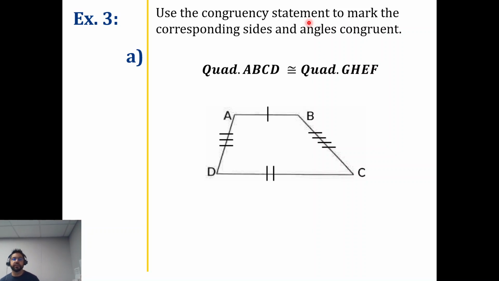All right, it says use the congruency statement to mark the corresponding sides and angles congruent. So for this one, instead of just putting all of the statements down, we're just going to practice our quick marks and arcs. But if you notice, looks like we're missing our second triangle. So we're going to go ahead and give you guys a moment.